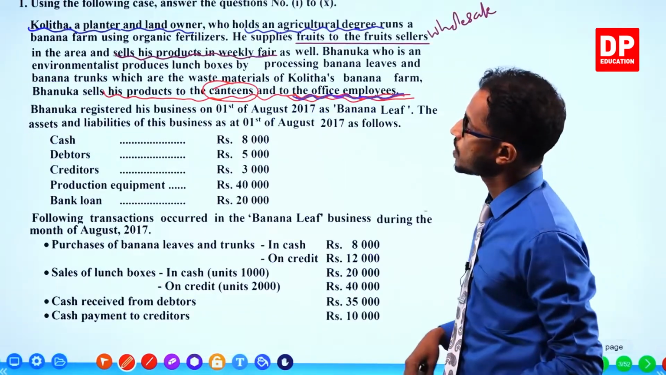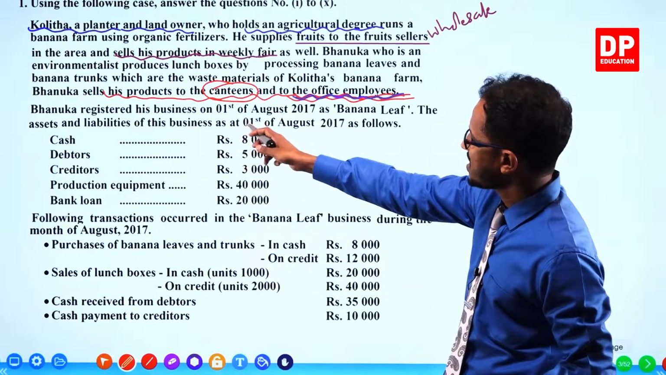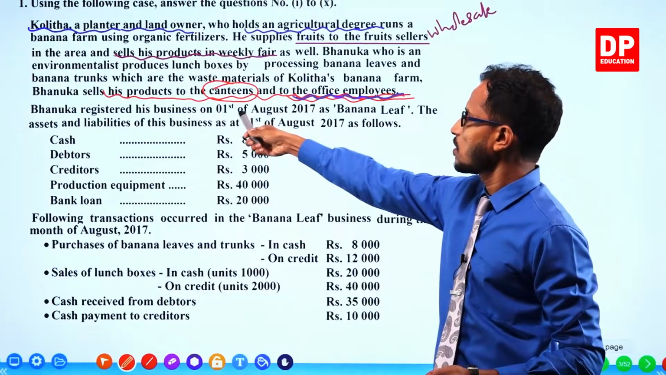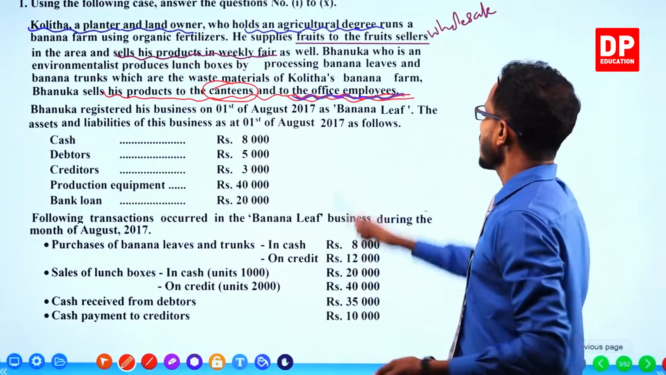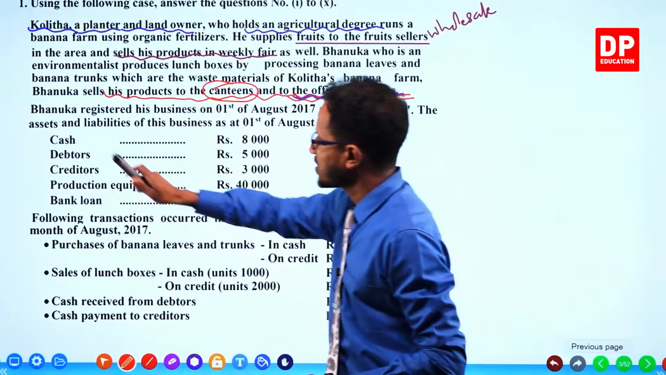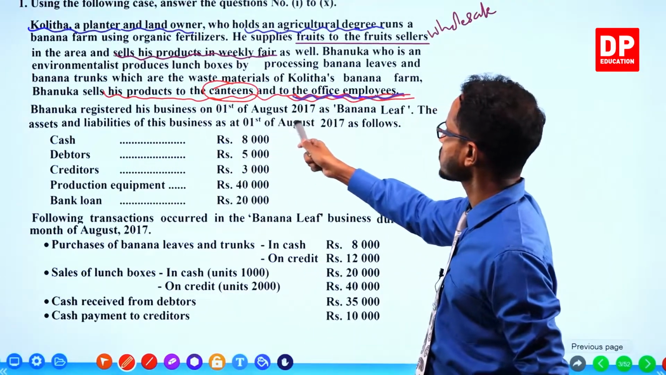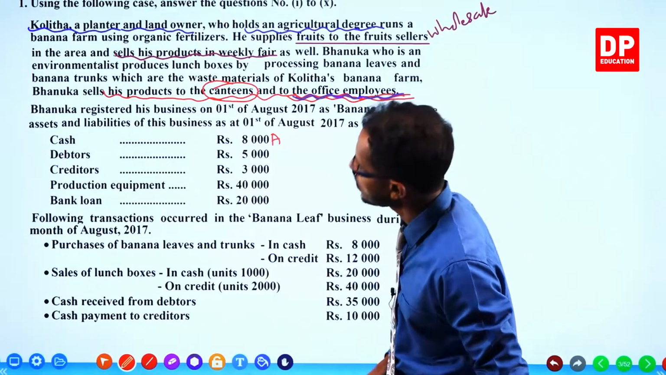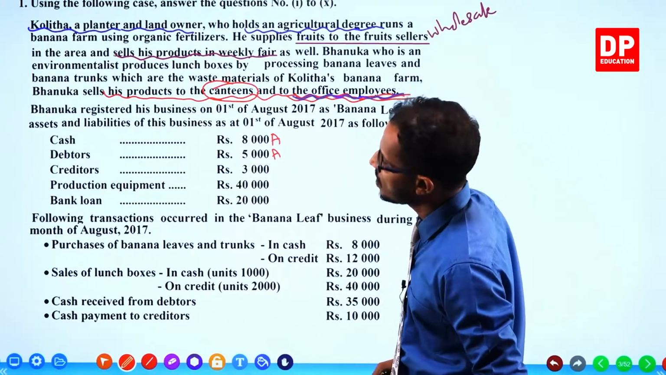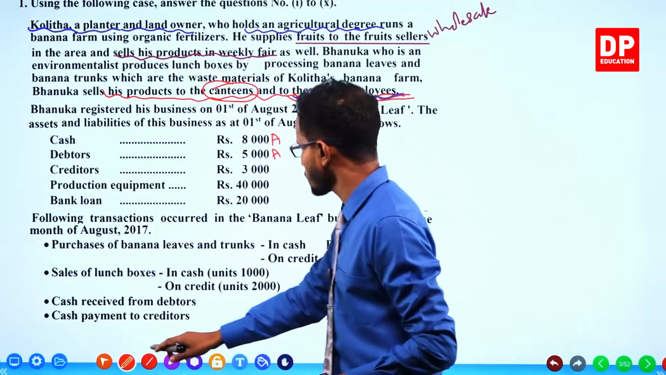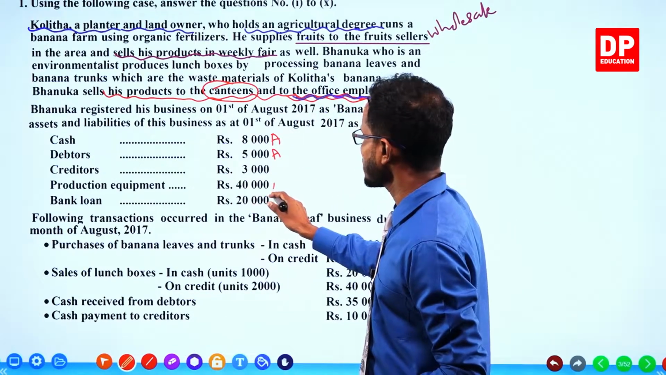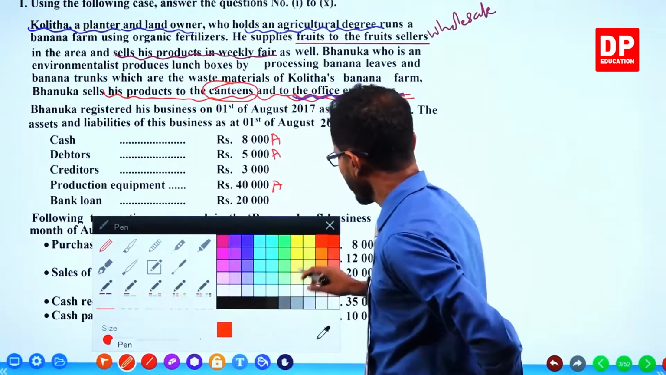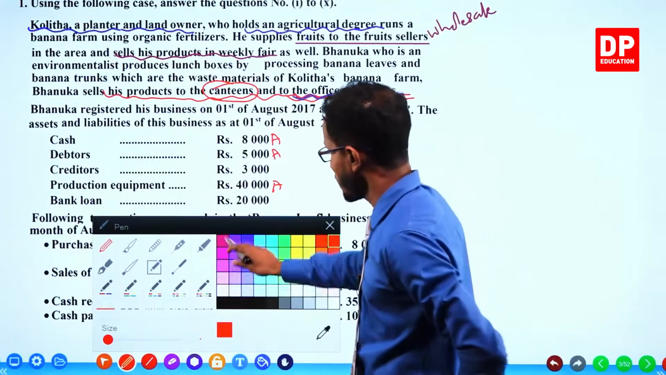There you go. Bhanuka registered his business on 1st of August 2017 as banana leaf. Assets and liabilities of this business as at 1st of August are given below: cash asset, debtors assets, creditors liabilities, production equipment assets, bank loan liability. Just mark the assets and liabilities, children. Easy, no?